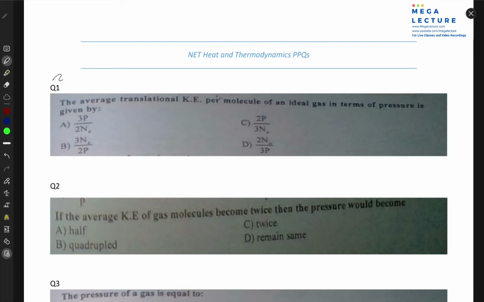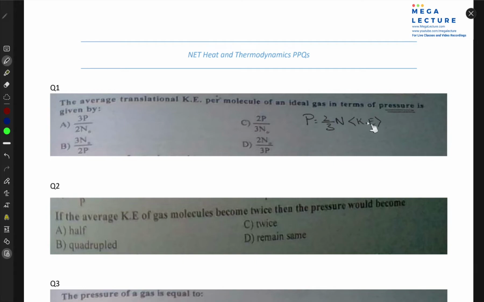So here we have the first question, question number 1, and it reads: the average translational kinetic energy per molecule of an ideal gas in terms of pressure is given by. So we want the average kinetic energy. In terms of pressure, we have an equation that says the pressure is equal to 2 by 3 n times the kinetic energy, the average value of the kinetic energy.